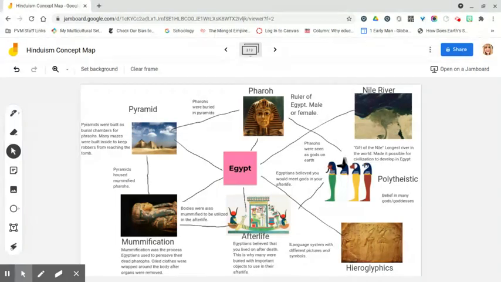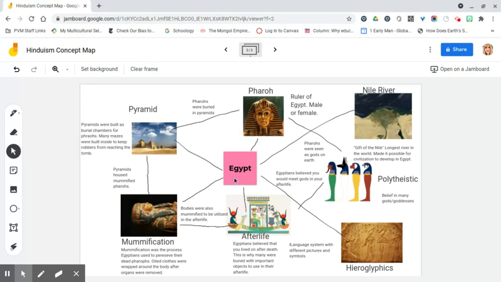And I put Egypt in the middle on a Post-it. And then I started up the top here. I said, okay, self, what are some vocab words, which for you guys are already given to you, that I can associate with Egypt. So I have a pharaoh. I found a picture of a pharaoh in the Google images, and then I described what it is over here to the right: ruler of Egypt, could be male or female.